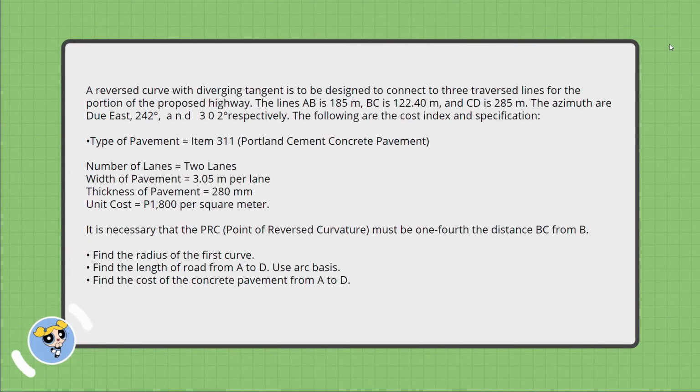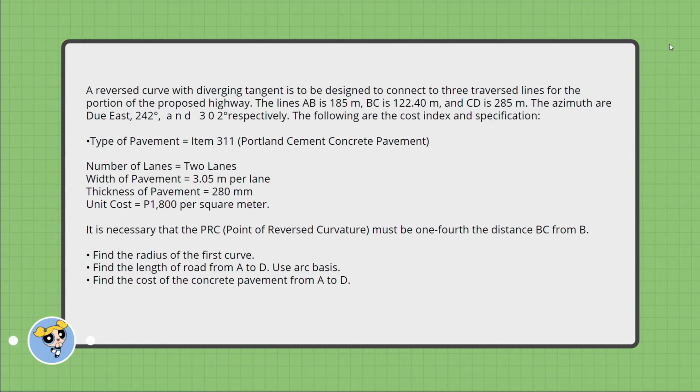So let's try to solve one problem. A reverse curve with diverging tangent is to be designed to connect three traversed lines for the portion of the proposed highway. The lines AB is 185 meters, BC is 122.40 meters, and CD is 285 meters. The azimuths are due east, 242 degrees, and 302 respectively.